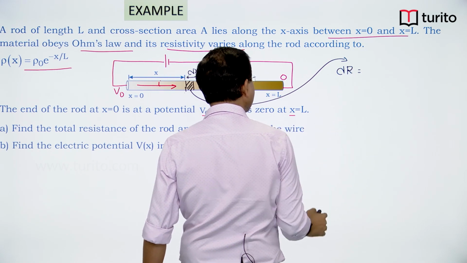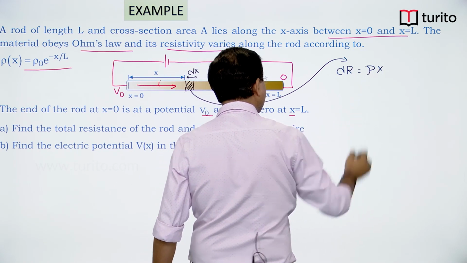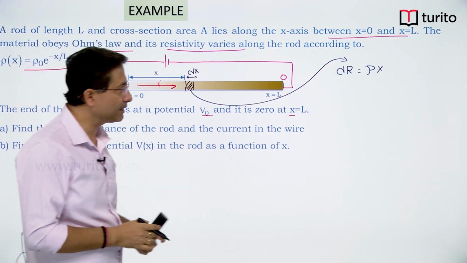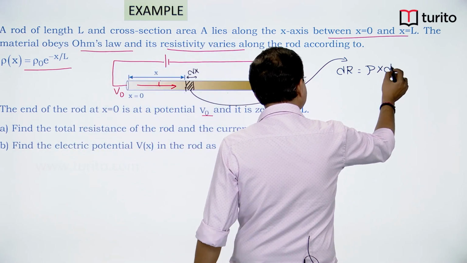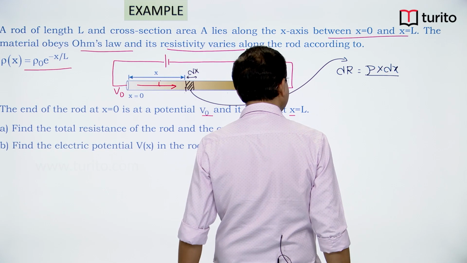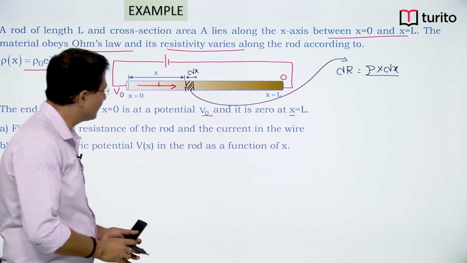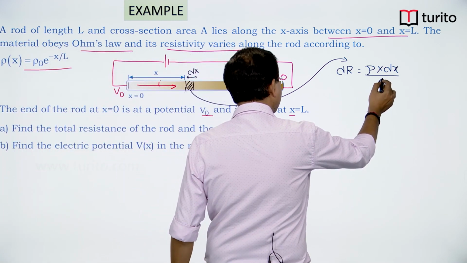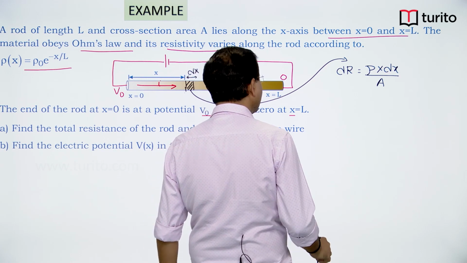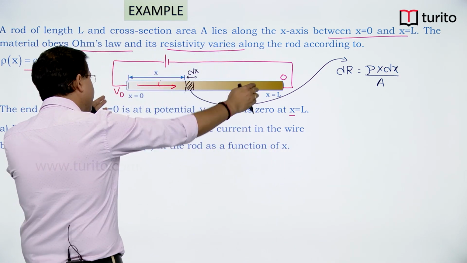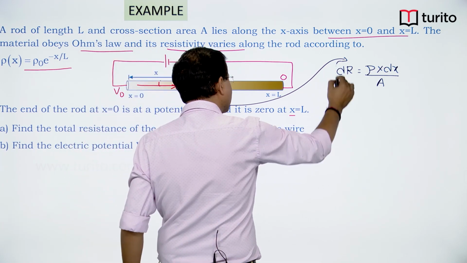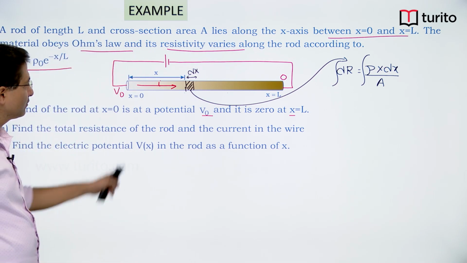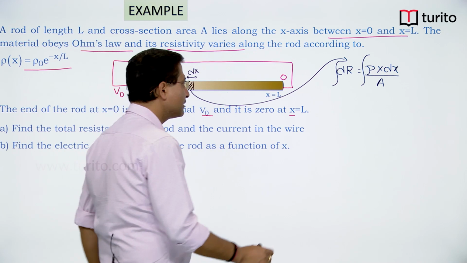dR is equal to resistivity times dx, along the direction of current, in the numerator, divided by the area the current faces. Everywhere the area is the same in this situation, the rod's cross-sectional area is the same. So, A is constant. To get the total resistance I need to add all dR. So, to add all dR we need to integrate with limits from 0 to L. So, here I will write 0 to L.